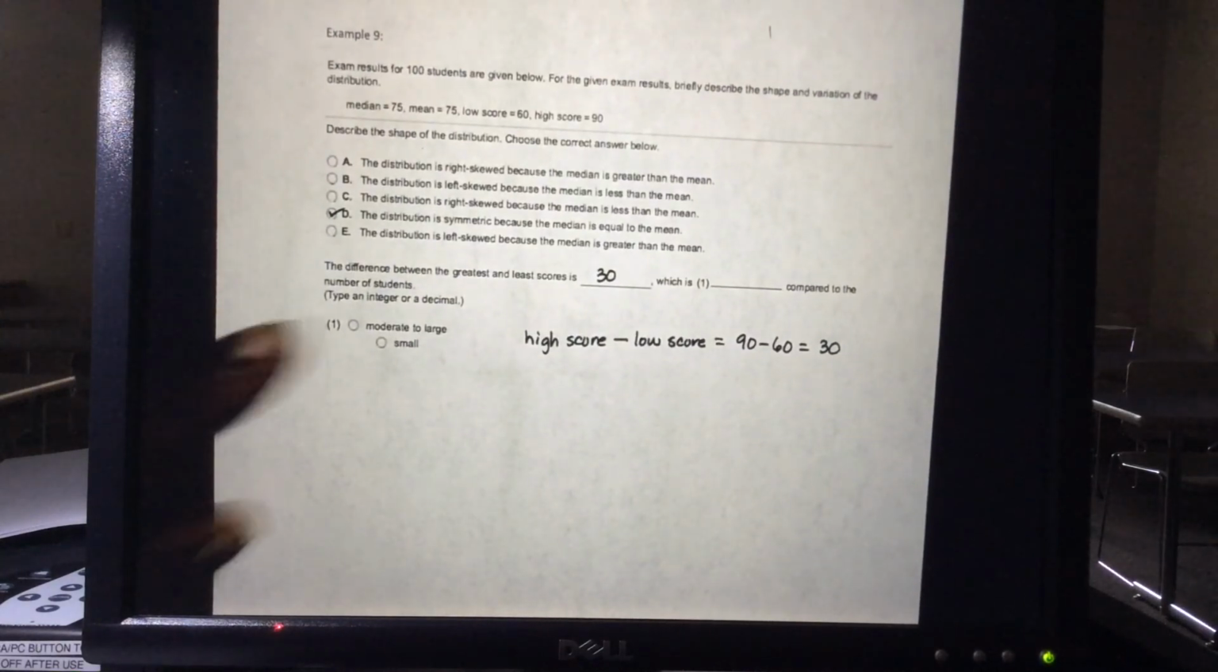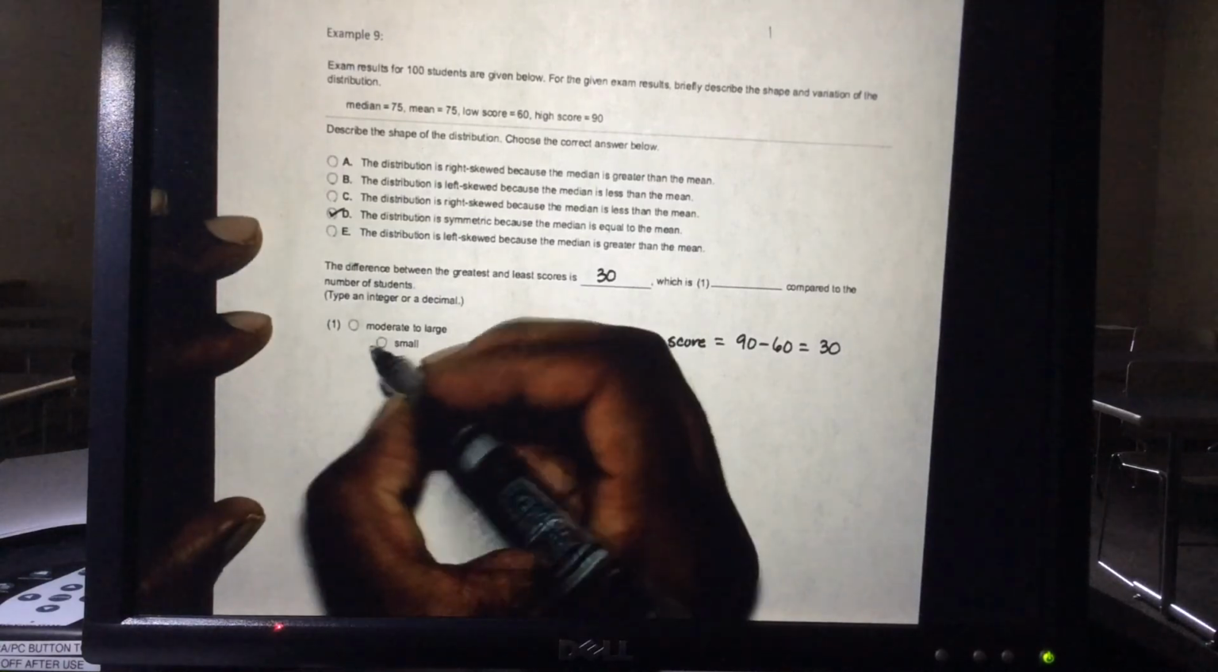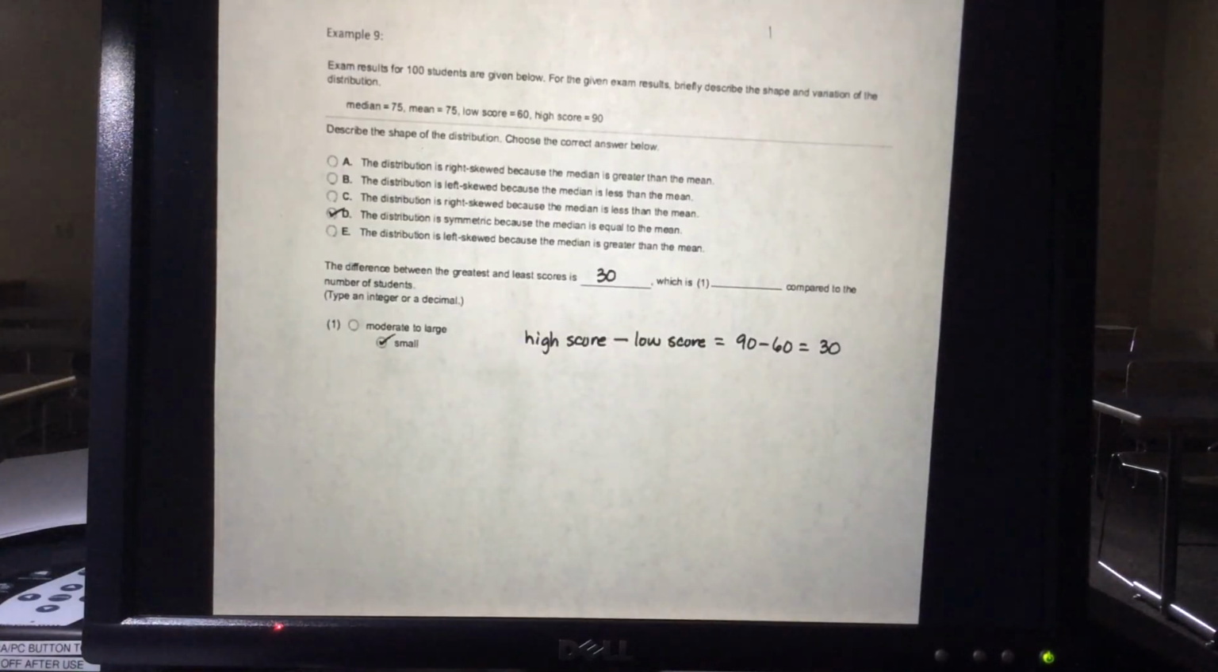which is either moderate to large or small compared to the number of students. Well, compared to the number of students, that would be small. The variation is small compared to the number of students. Here we got 100 students that we're dealing with. Okay. All right, so that will complete this video on characterizing data.